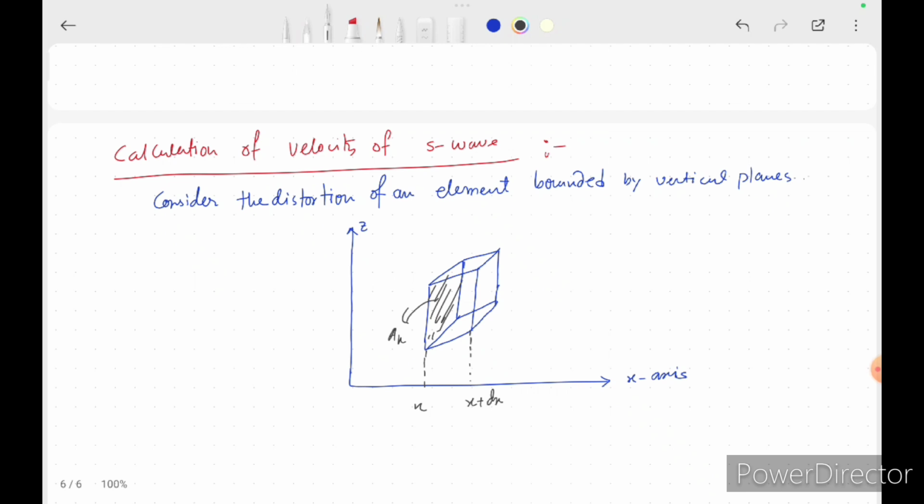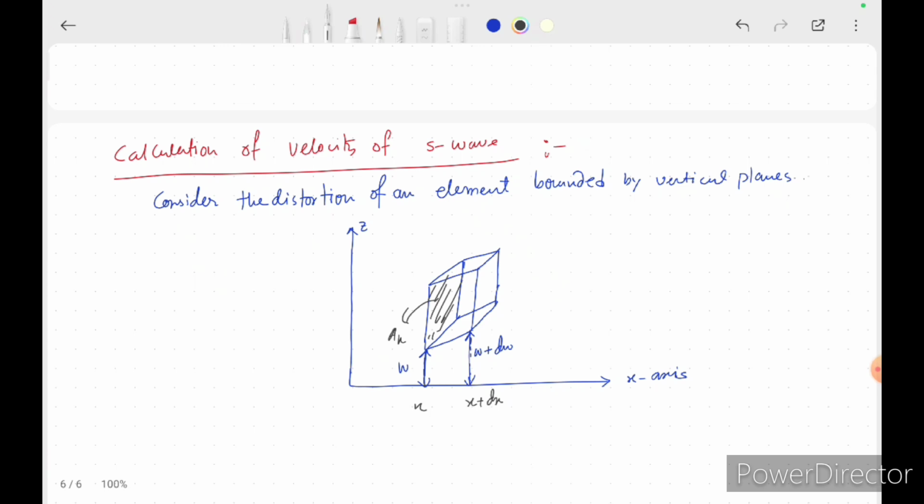and this is actually the displacement along the vertical direction due to the transverse wave. Okay, this is the actual displacement. The displacement along the vertical direction is w, and at x equals x plus dx I have a displacement omega plus d omega. Okay, this is the displacement.